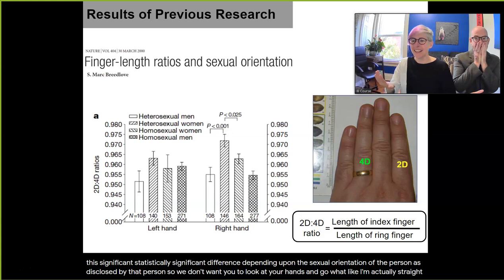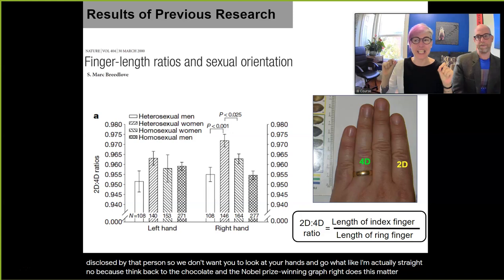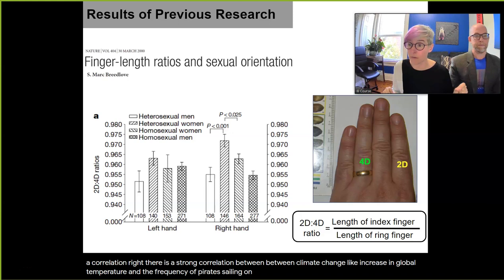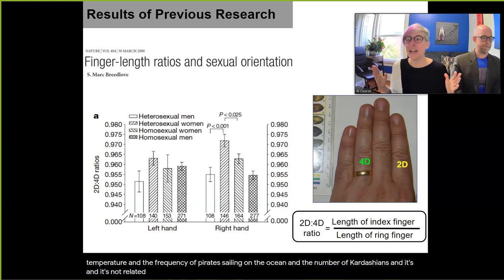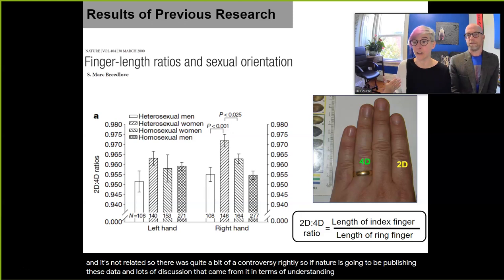Because think back to the chocolate and the Nobel Prize winning graph. Does this matter? Is it just a correlation? There is a strong correlation between climate change, like increase in global temperature, and the frequency of pirates sailing on the ocean. And the number of Kardashians. And it's not related. So there was quite a bit of controversy, rightly so, if Nature is going to be publishing these data, and lots of discussion came from it in terms of understanding and interpreting data.